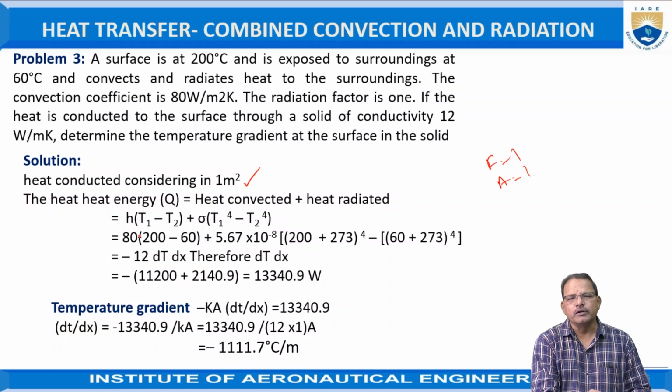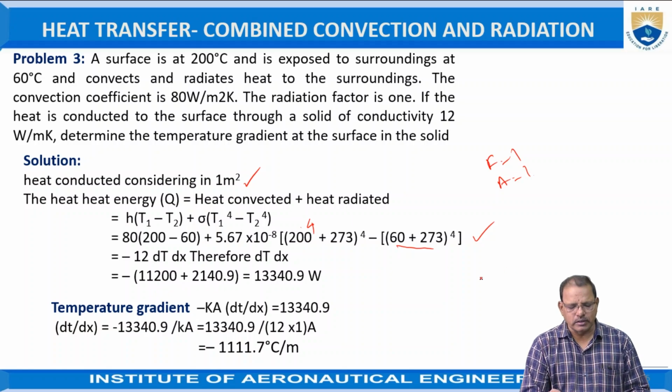Substituting the values, h = 80, T1 = 200, T2 = 60, plus 5.67 × 10^-8 × T1^4, that means here we are taking 200 + 273, converting into Kelvin, minus 60 + 273. From this relationship we got Q = 11,200 + 2140.9. Total is equal to 13,340.9 watts.